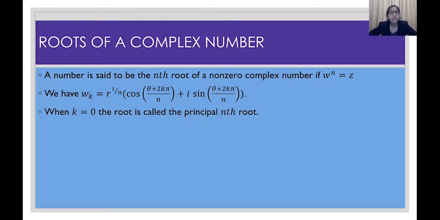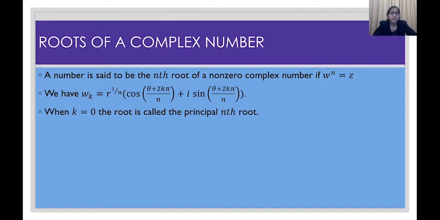We had studied in our lower classes that if you have a polynomial equation, we can find the roots of that particular polynomial equation, right? In a similar manner, any number w is said to be an nth root of a non-zero complex number z if w raised to n is equal to z. Here w and z can be treated as complex numbers, so w raised to n equal to z means that w is the nth root of the complex number z.